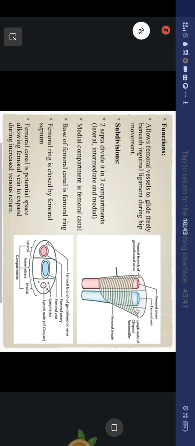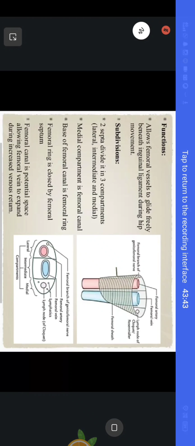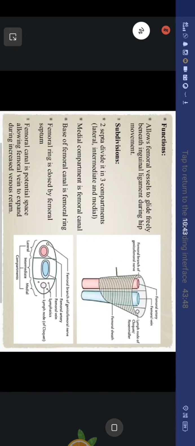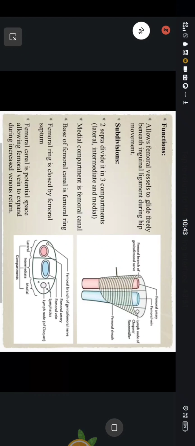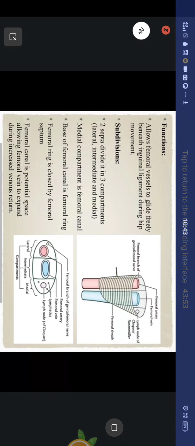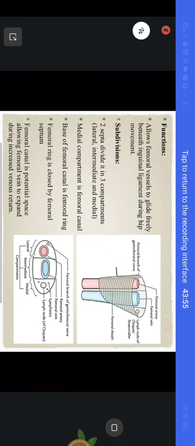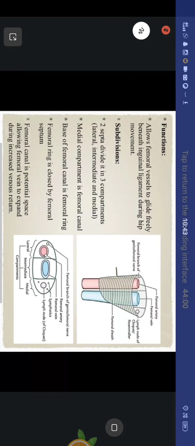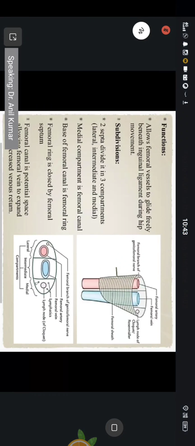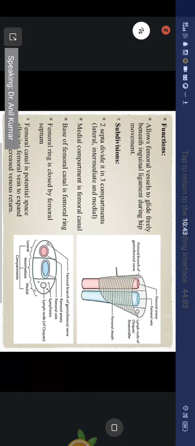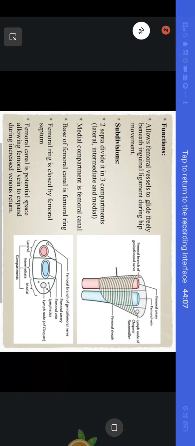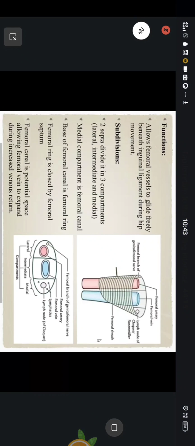Now, coming to the functions of this femoral sheath. It allows femoral vessels to glide freely beneath the inguinal ligament during hip movement. And when you observe this femoral sheath, it is divided into 3 compartments by 2 septa. The medialmost compartment is for a lymph node. This lymph node is called the lymph node of Cloquet or Rosenmuller. And this medialmost compartment is called the femoral ring.